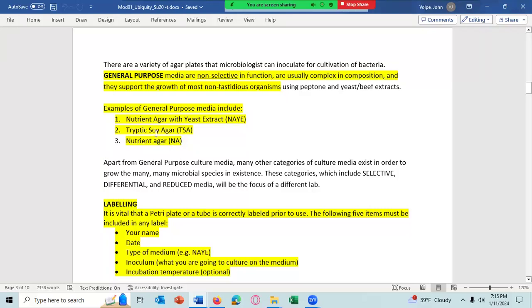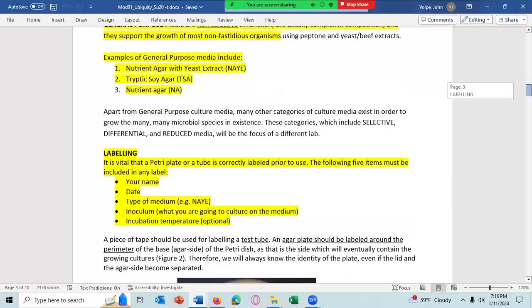Tryptic soy agar has protein from soybeans in it. And then nutrient agar with yeast extract is a little richer than nutrient agar. It is nutrient agar. You just add yeast extract to it, and it's just a little richer. Any question about general purpose media? All right. These are the only media we're going to talk about today, but we will talk about other types of media later on in the term.